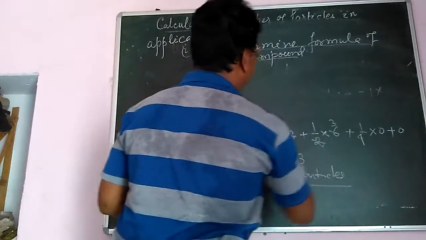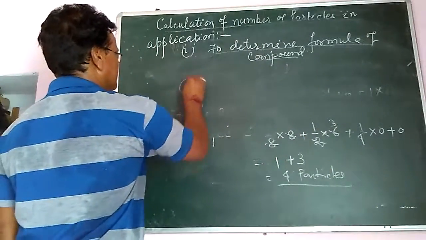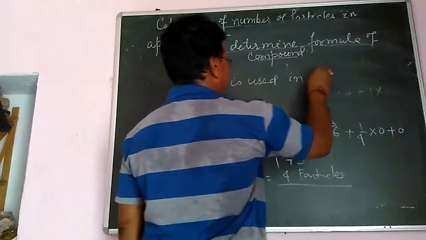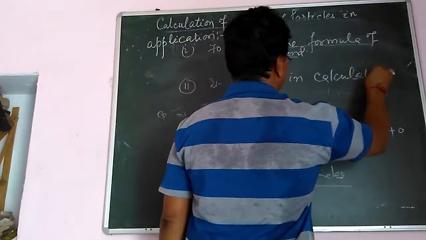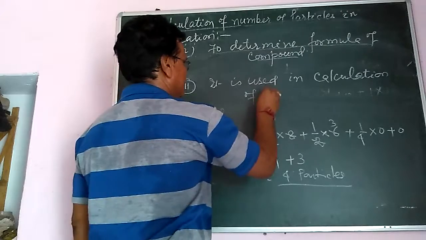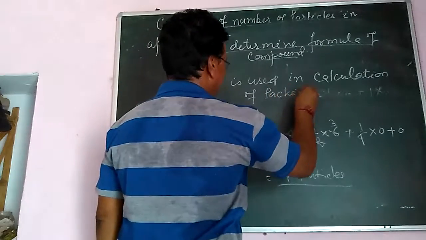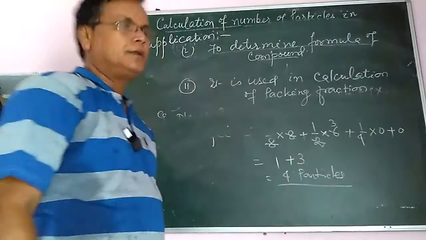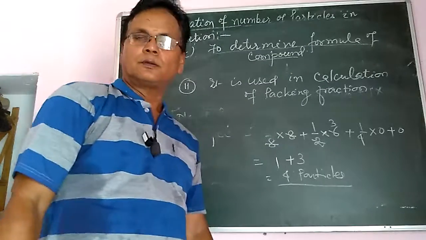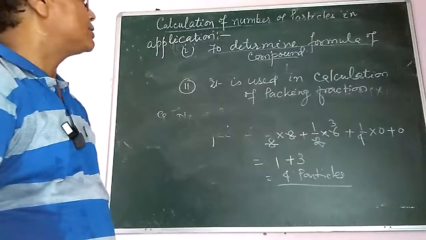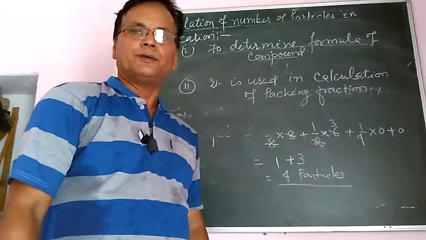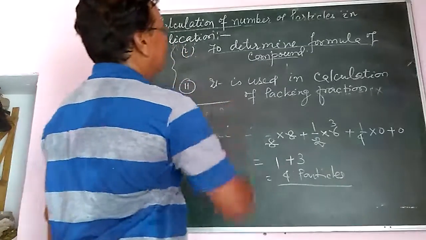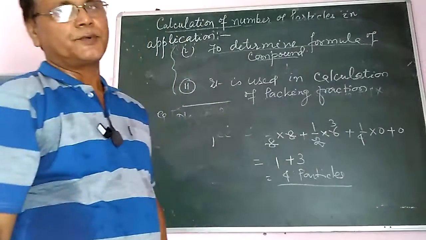What is its second use? It is used in the calculation of packing fraction or packing efficiency. We can use this number of particles to find the packing fractions. So these are the uses of the number of particles in different unit cells.